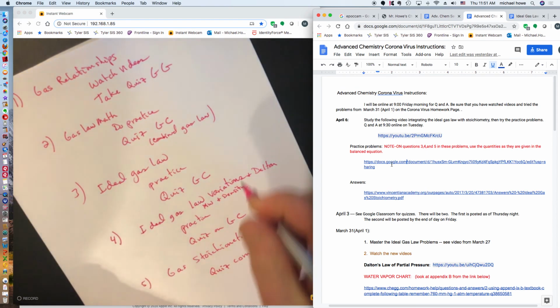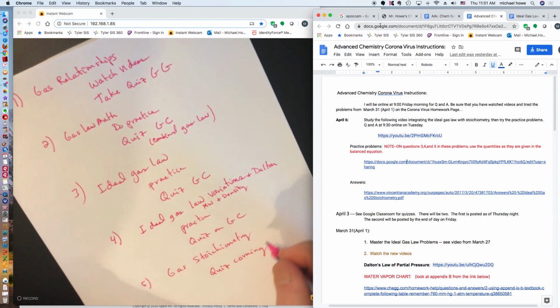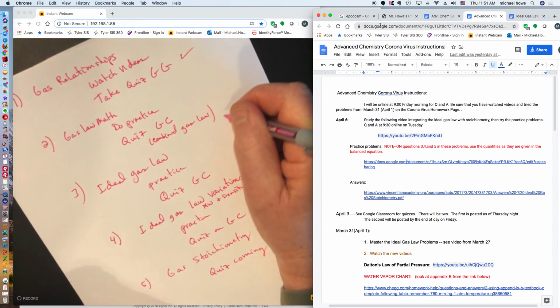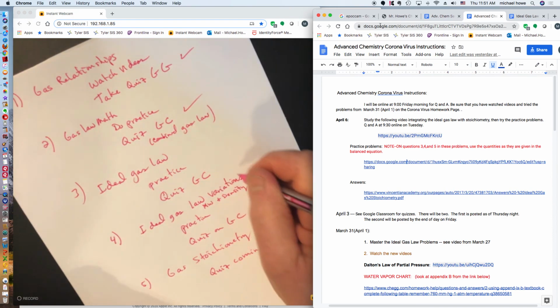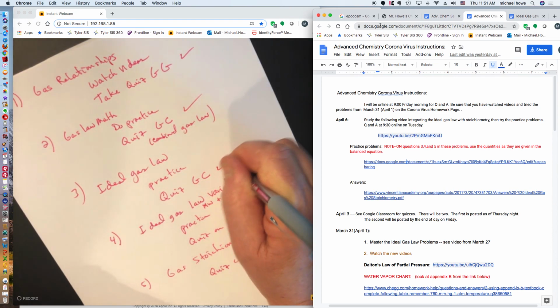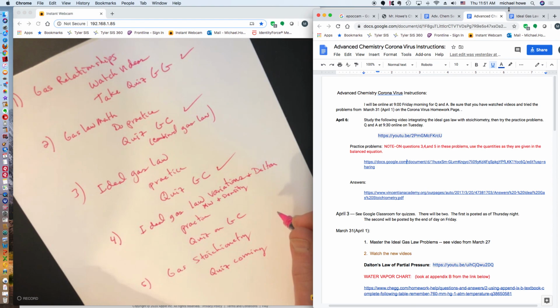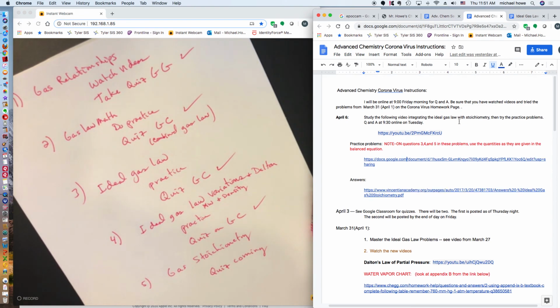All right, so how many quizzes have we had? This is what I'm basing your grade on: the gas relationships quiz, the gas law math quiz, the ideal gas law quiz, and the variations quiz. There are only 5 questions on that one. And then the last one, I haven't posted yet, but I will post it either today or tomorrow. I have to make that one up. So that's basically what we've done so far, and you can find all the information here.